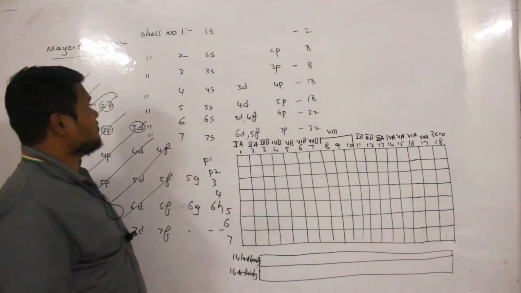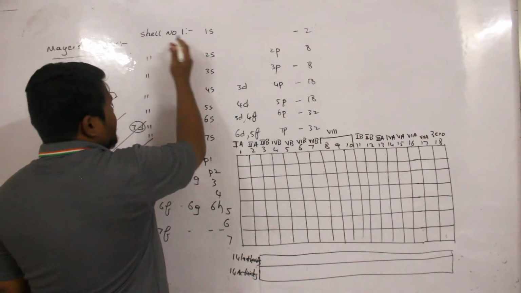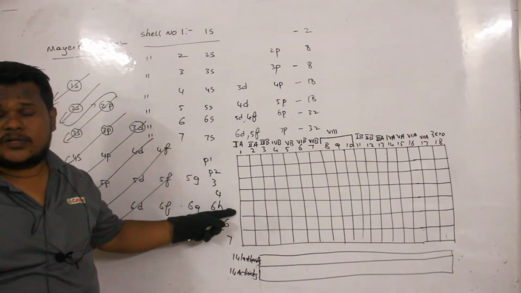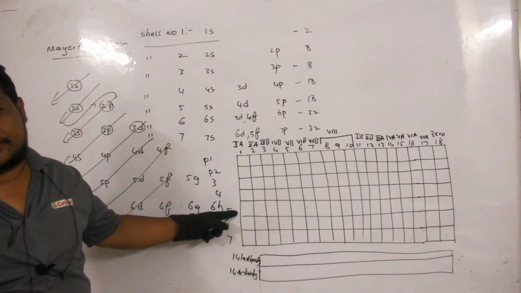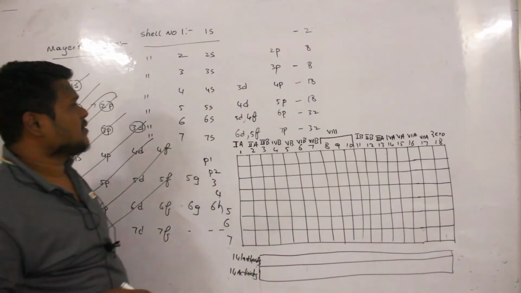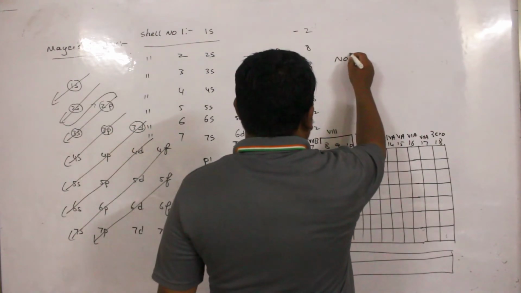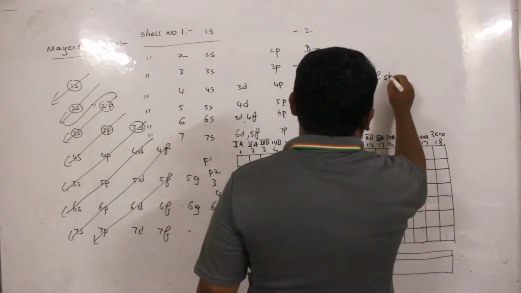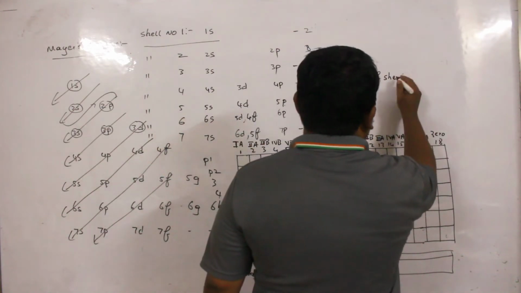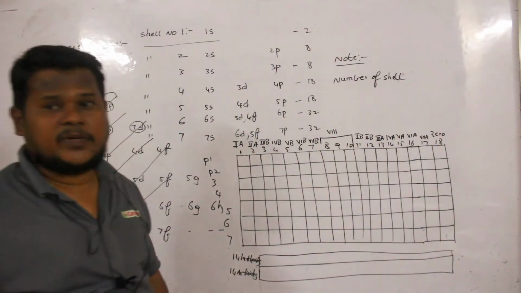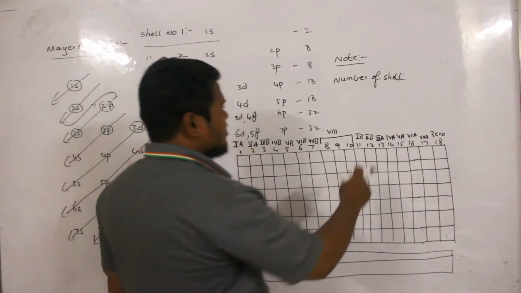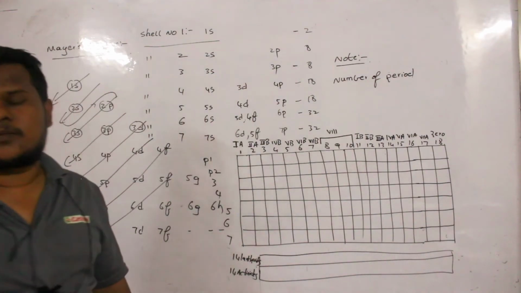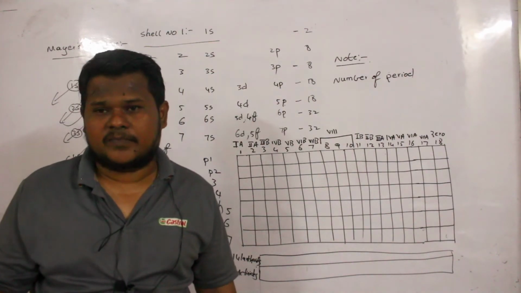Now see. The first period indicates the first shell. The number of the period always indicates the total number of shells present in that particular element. Are you able to understand? Make a note of that statement. The note point is the number of shells. Instead of number of shells, you write number of periods, that is better. The number of the period indicates the number of shells present in that particular element. Are you able to understand?